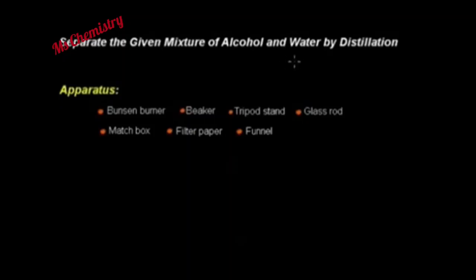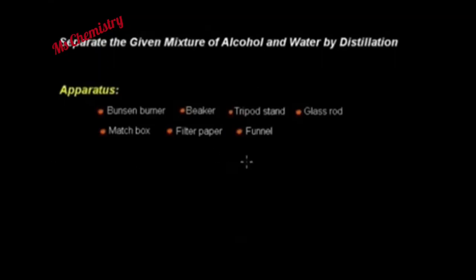What are miscible liquids? Miscible liquids are those liquids which mix with each other or dissolve in each other in almost each and every proportion. So alcohol and water are miscible liquids which dissolve in each other. And in this experiment, we have to separate the mixture of alcohol and water by the process of distillation.